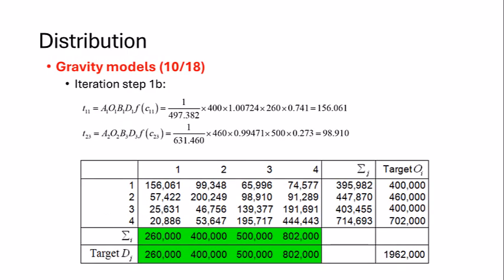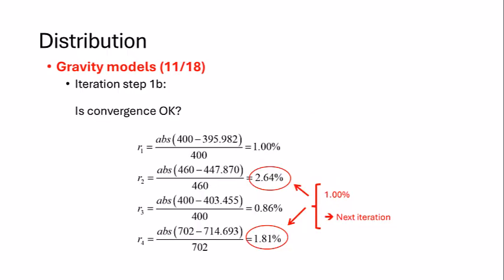After recalculating the Bj factors, we update the trip flows once again. Notice that the flows are now closer to the target totals, but not yet exact. This is completely normal. It takes several iterations for the model to converge to a stable solution that satisfies both origin and destination constraints simultaneously.